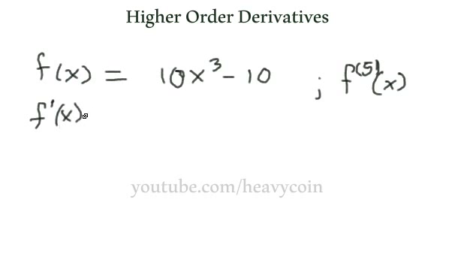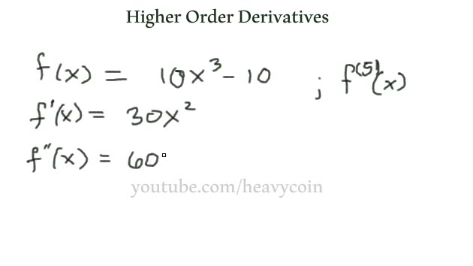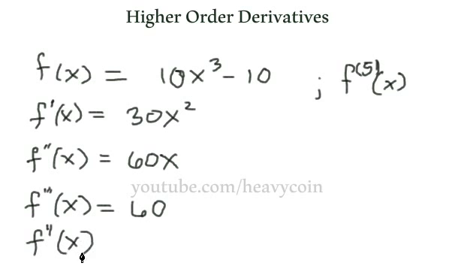F prime of x is equal to 30x squared. F double prime of x is equal to 60x, and the third derivative is going to be 60, and then the fourth derivative is going to be equal to 0, and then for some who knows what reason in the universe, you need to take the fifth derivative, right? The derivative of 0 is 0. Okay, so there you go.